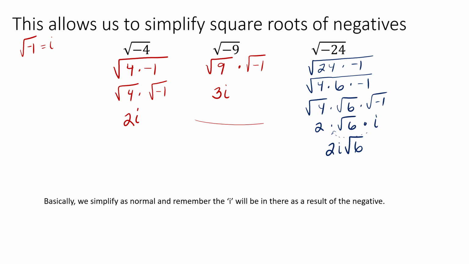as a result of the negative. Now, I don't teach it that way. I would never tell you, hey, if you see the square root of a negative, just put an i in your answer. You want to know why there's an i in your answer, and the i comes from the negative 1. So the times negative 1 is where that i is generating from. Pretty much, you take the square root of 4, the square root of 9, and you'll have an i. But the i is coming from the negative.